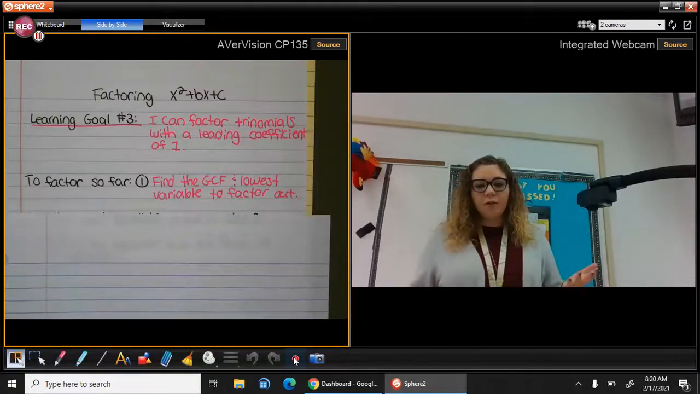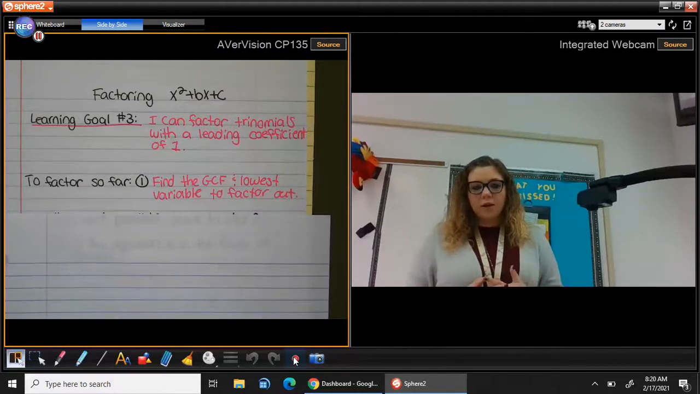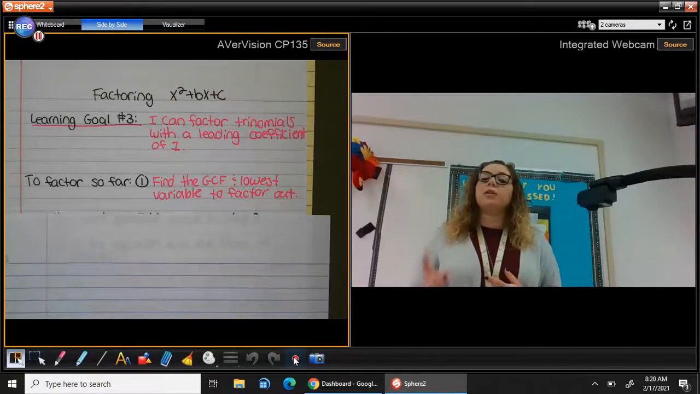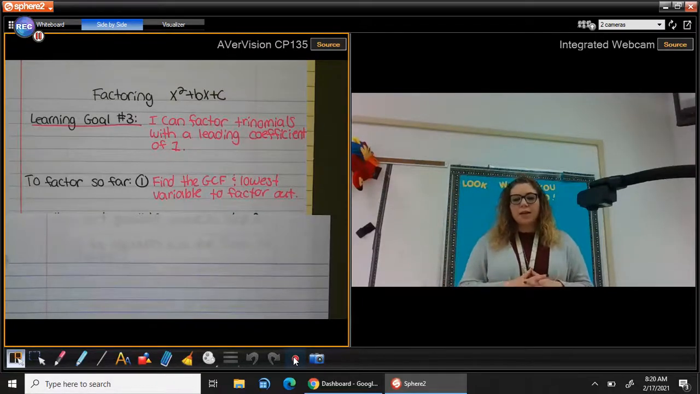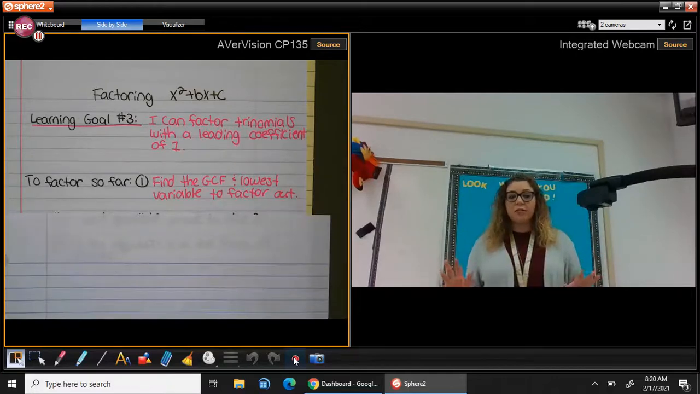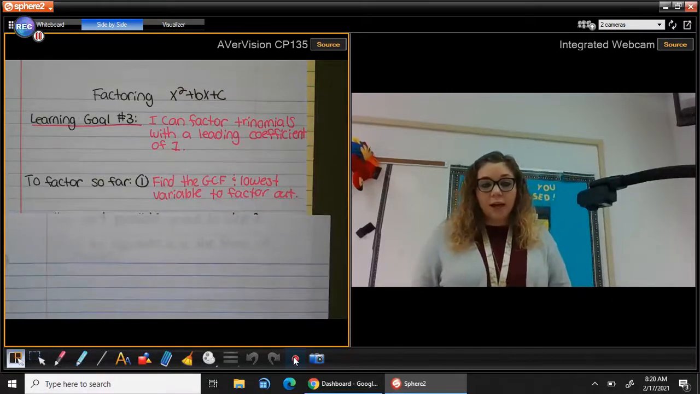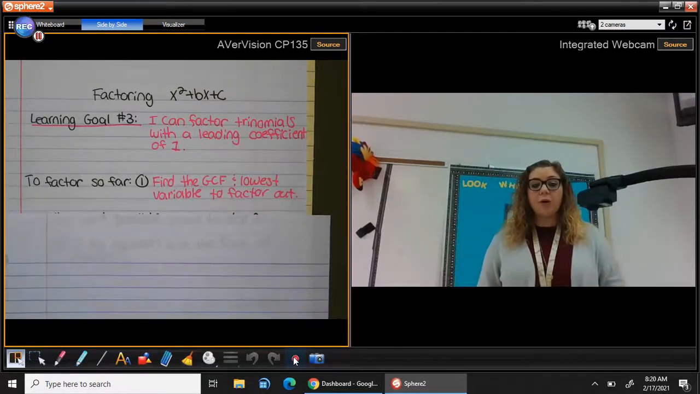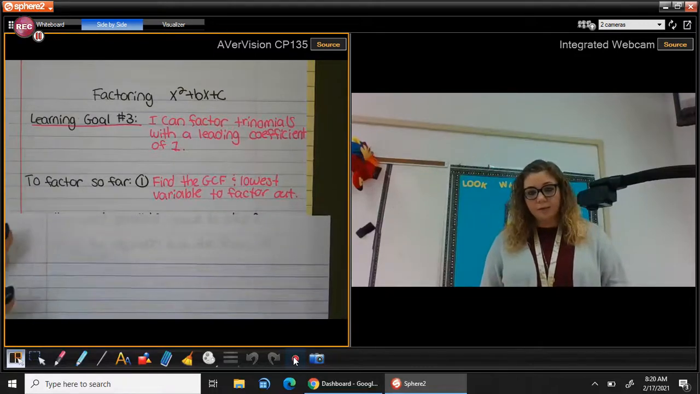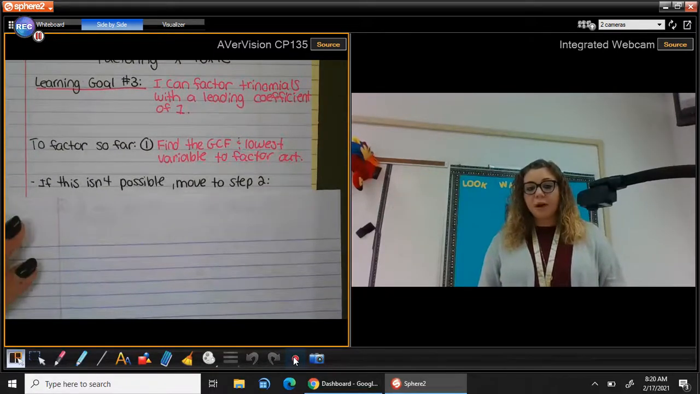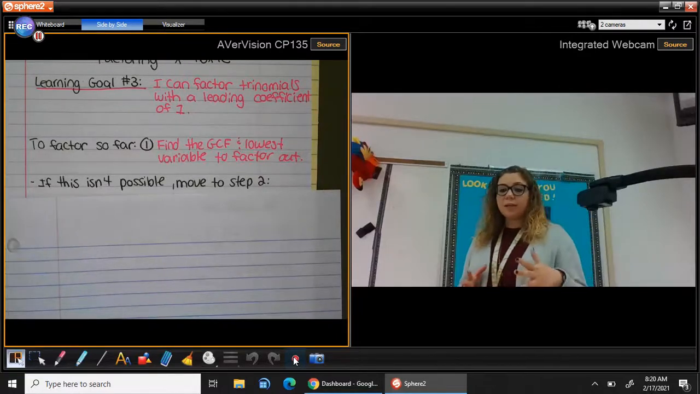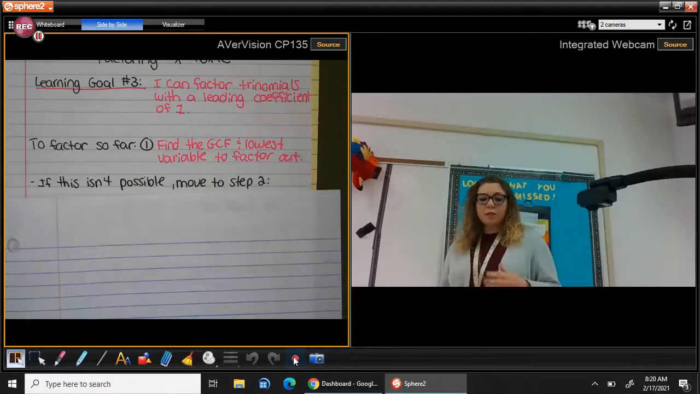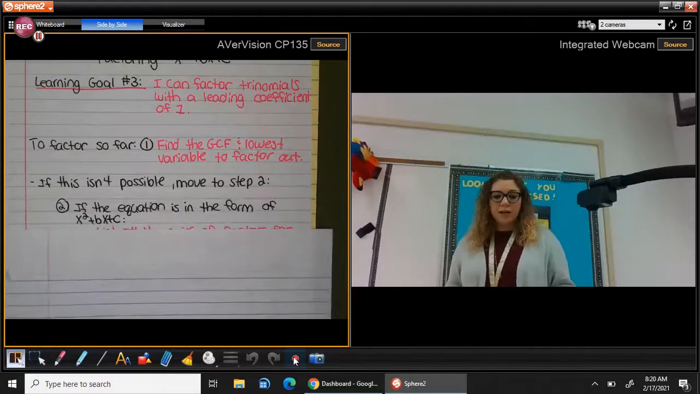To factor, so far, we know how to find a GCF and the lowest variable to factor out. That's step 1. You always need to see if you need to factor out the GCF and the variable. It's going to make it easier if you can do that. If not, then you're going to have issues factoring. So always make sure you factor out the GCF. If this isn't possible, or if you could factor something out a little bit more, you're going to move to step 2. Now step 2 is a little funky.